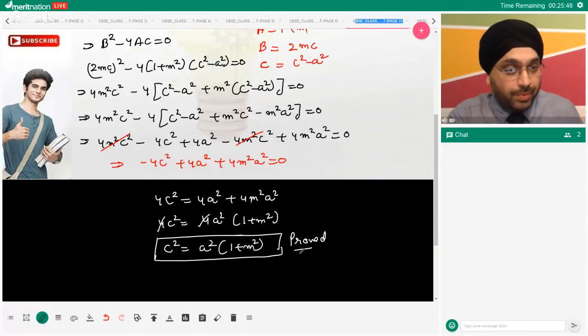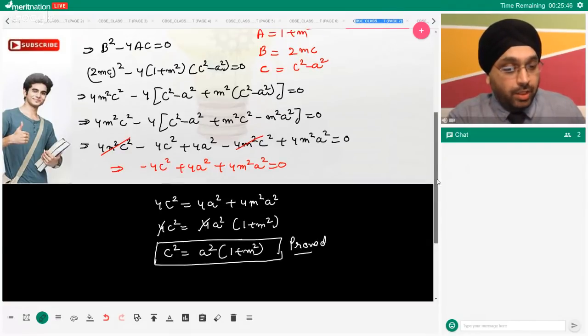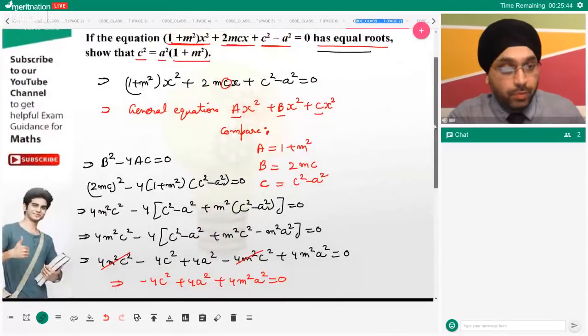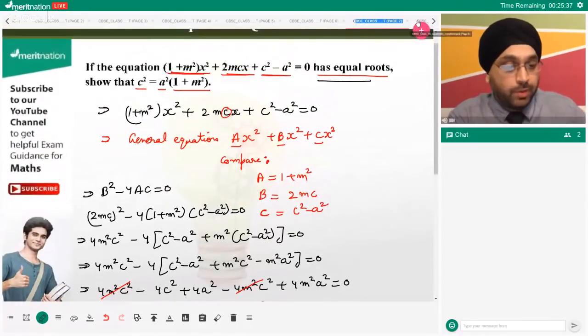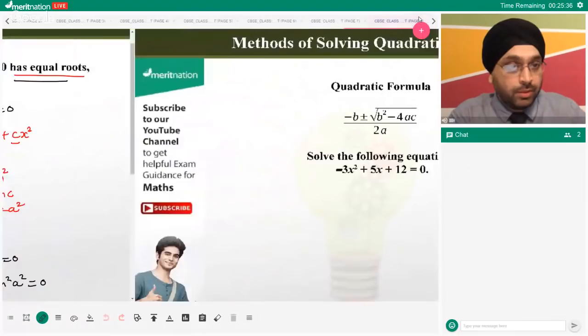I hope you guys are pretty clear, right? Like how we can use the concept of nature of roots to solve the questions that will come generally in your examination. Great. So, guys, let's move forward then.